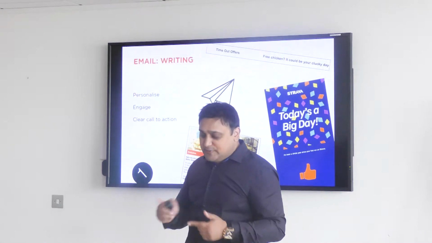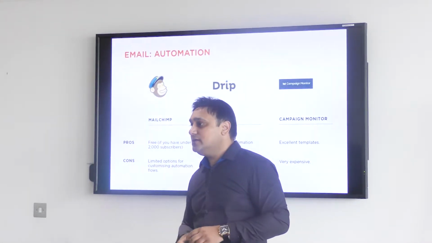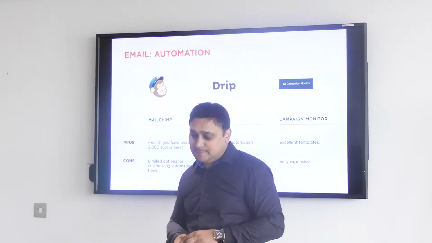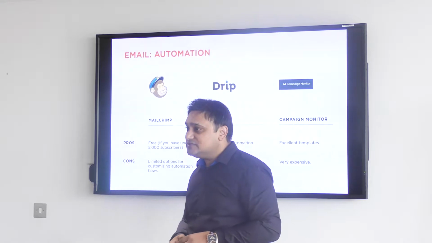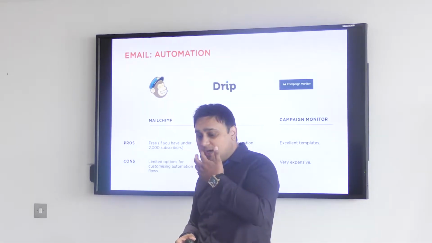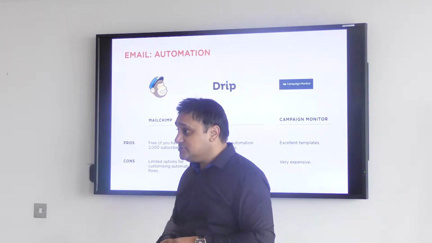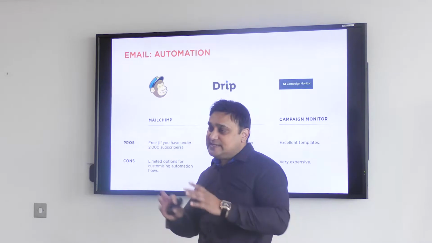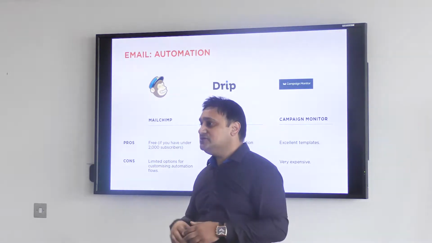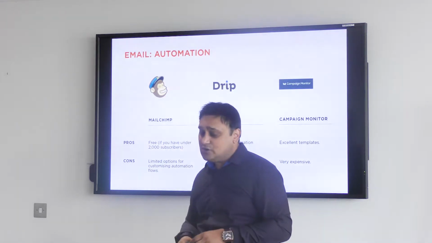So on the personalisation part of things, there are email software tools out there. Three of the main ones that we typically use. MailChimp is okay if you've got less than 2,000 subscribers, it's free to use. It's good for sending out mail shots. You can see your click-through rates and open rates, and track all the data that you need to see what's working and what's not.